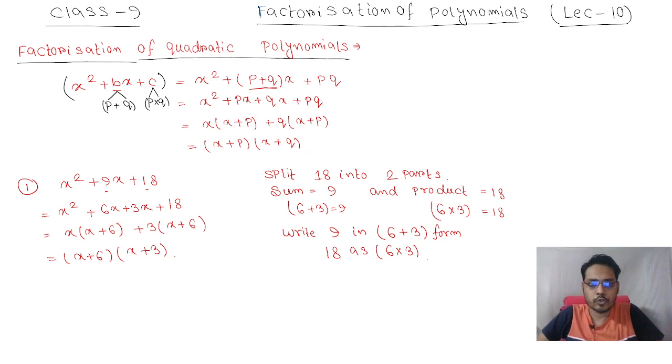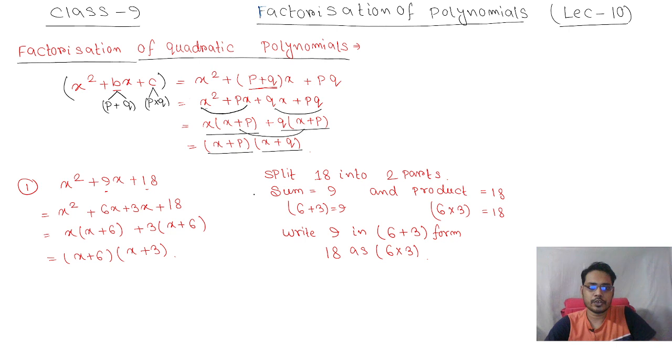So it will be x square plus px plus qx plus pq. So from the first two parts, take x common, so it will be x plus p. And from these two portions, take q common, so it will be q into x plus p. So x plus p is common in both places, so take x plus p common. So here the remainder is x and q. So x plus p into x plus q.